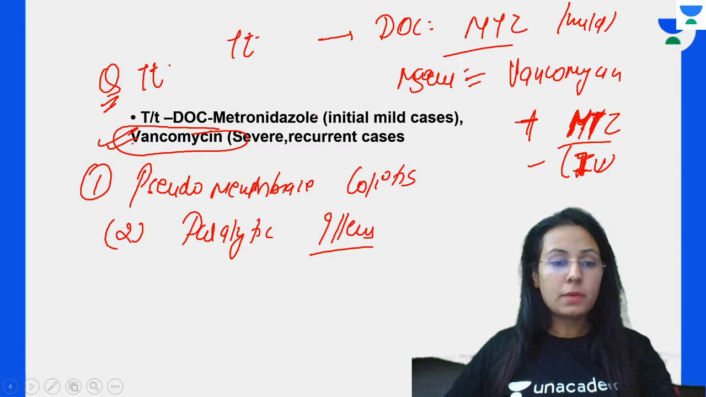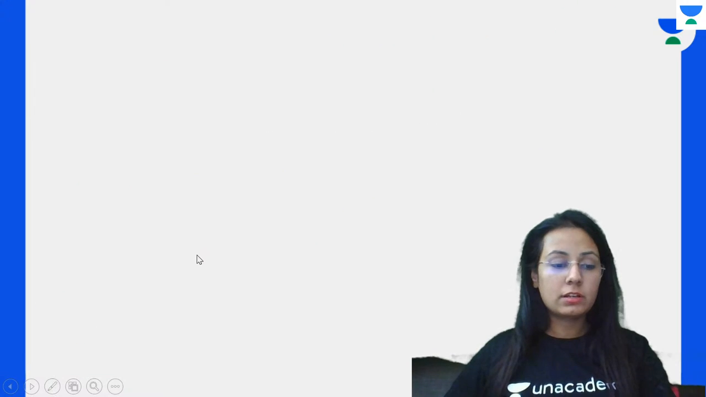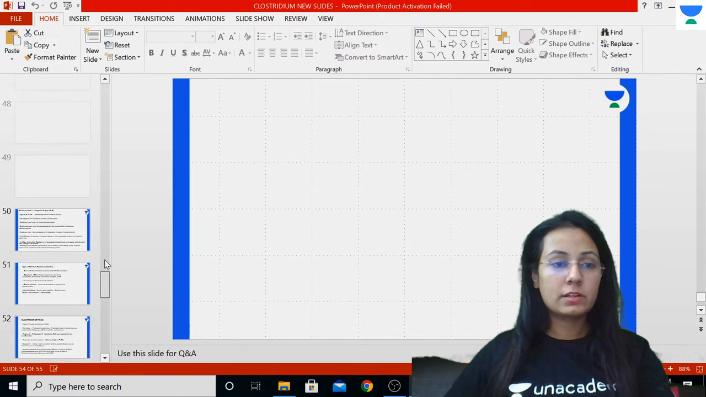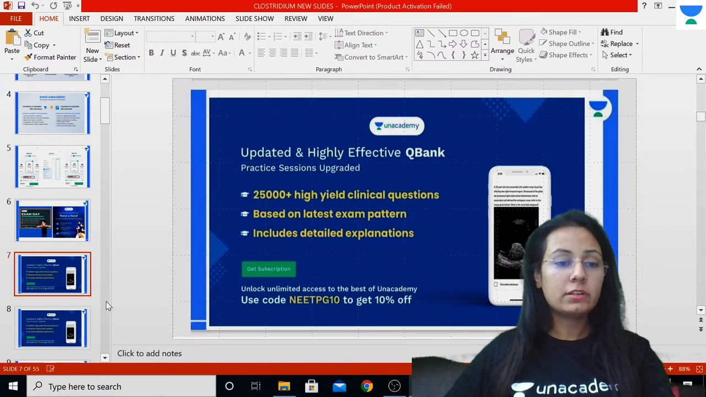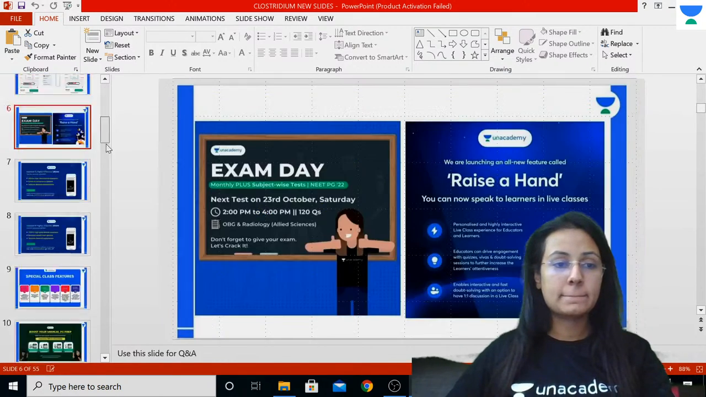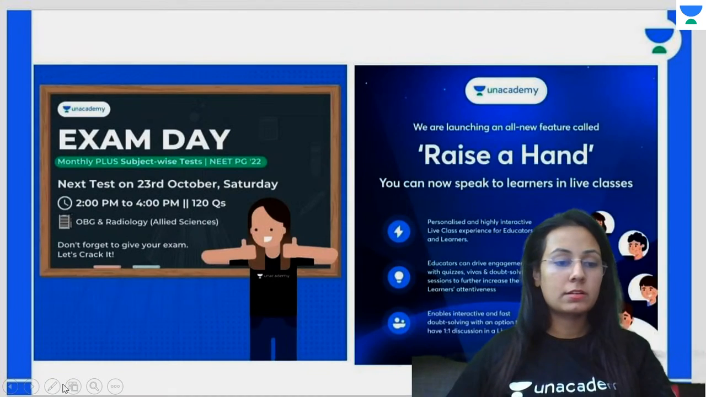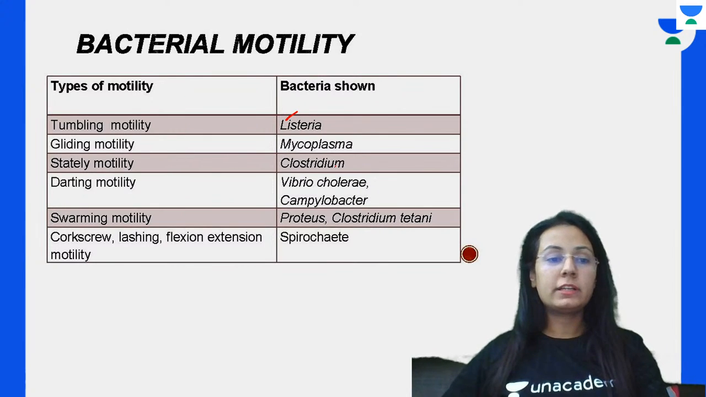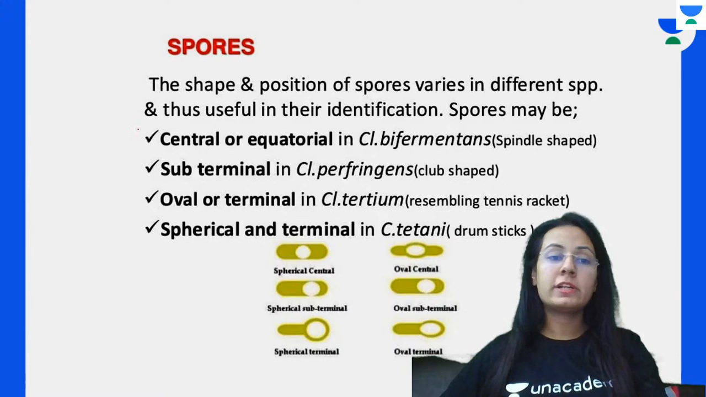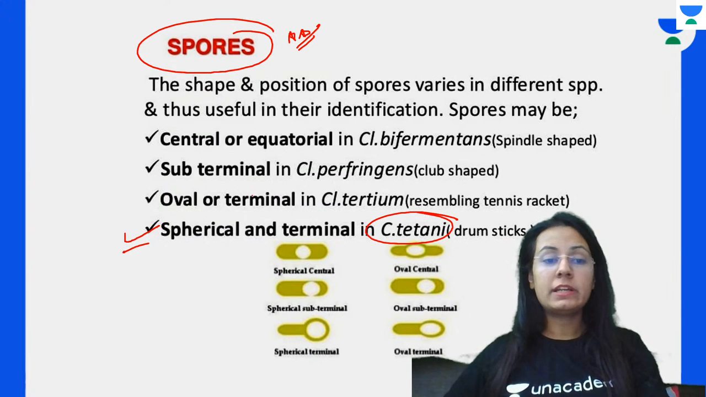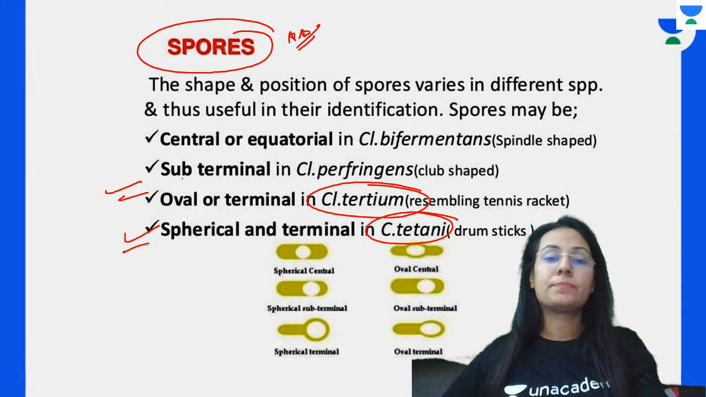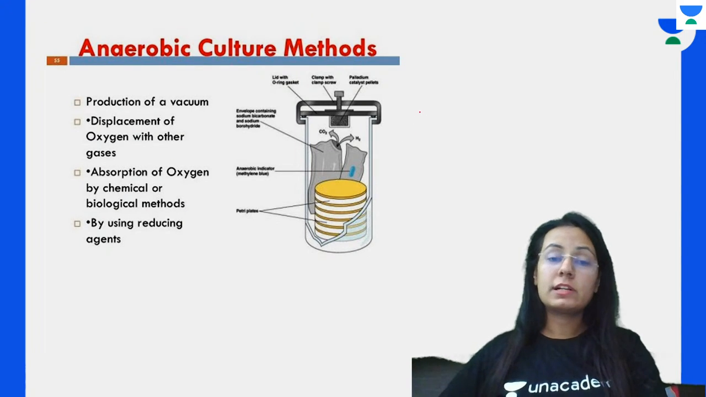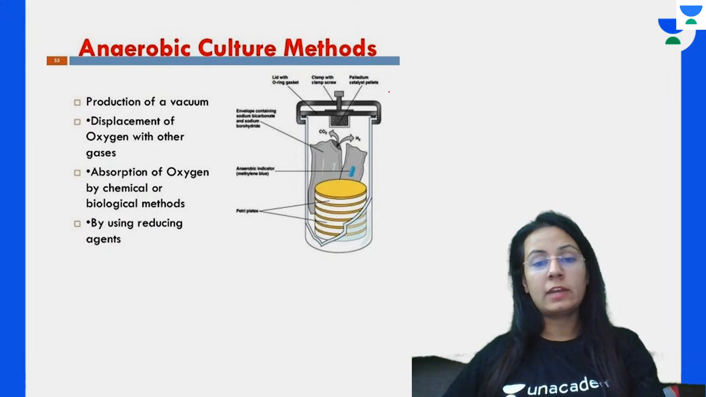So this was it about Clostridium difficile and the Clostridium. We'll just see the images that are important. One was showing the motility and other important points. These spores are very important. Please remember this. Spherical spores are shown with Clostridium tetani and oval by Clostridium tertium. This is the McIntosh culture method for the Clostridium, for anaerobic media.